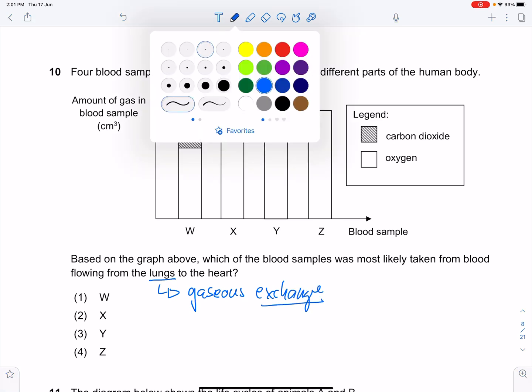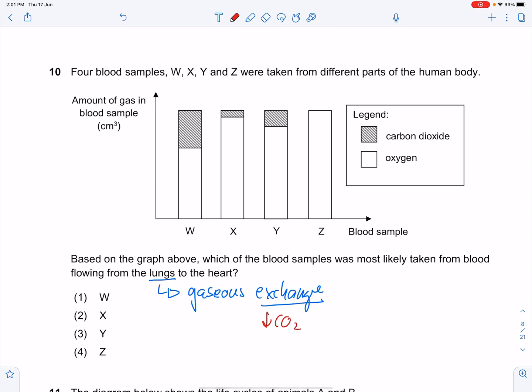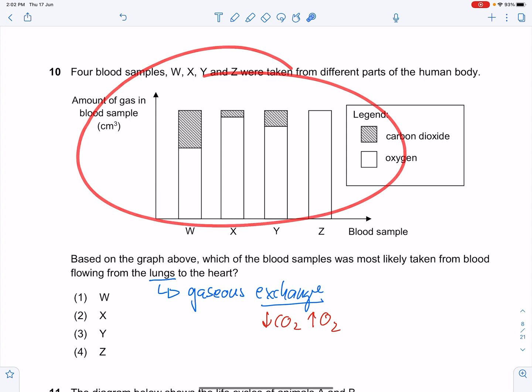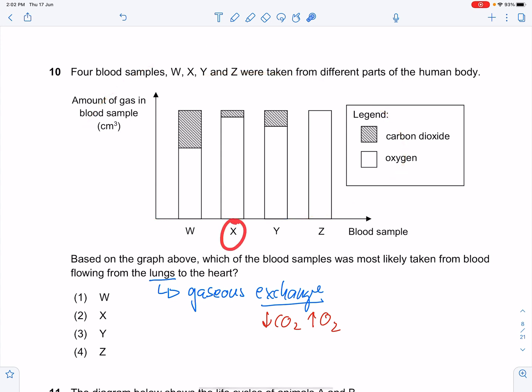You basically want to decrease your carbon dioxide, so you exhale that out, and you want to increase your oxygen. So blood that just left the lungs will be extremely high in oxygen and extremely low in carbon dioxide. So when it goes from the lungs back to the heart, it should be very high in oxygen. So I'm looking for something of the highest, but however, it should not be 100%. If I look at this graph, my most plausible ones would be X and Z.